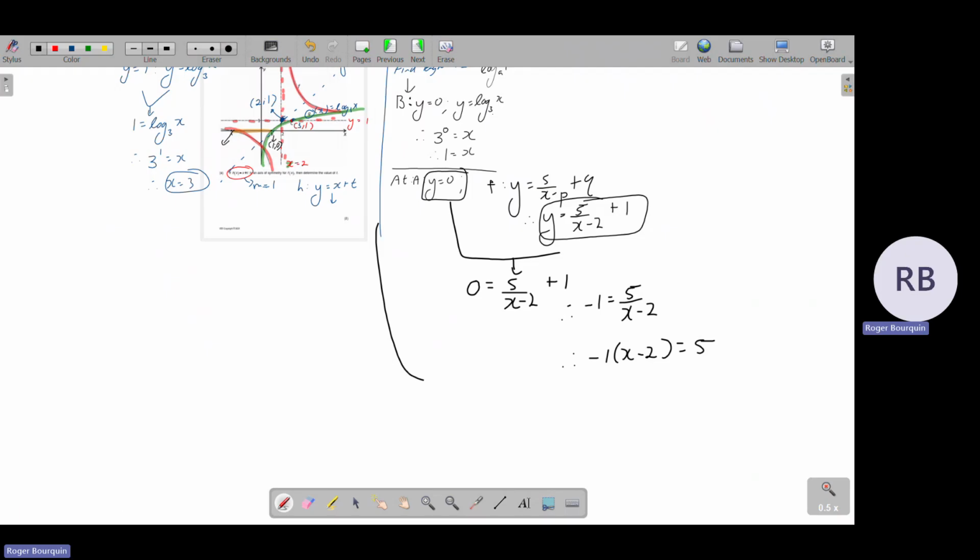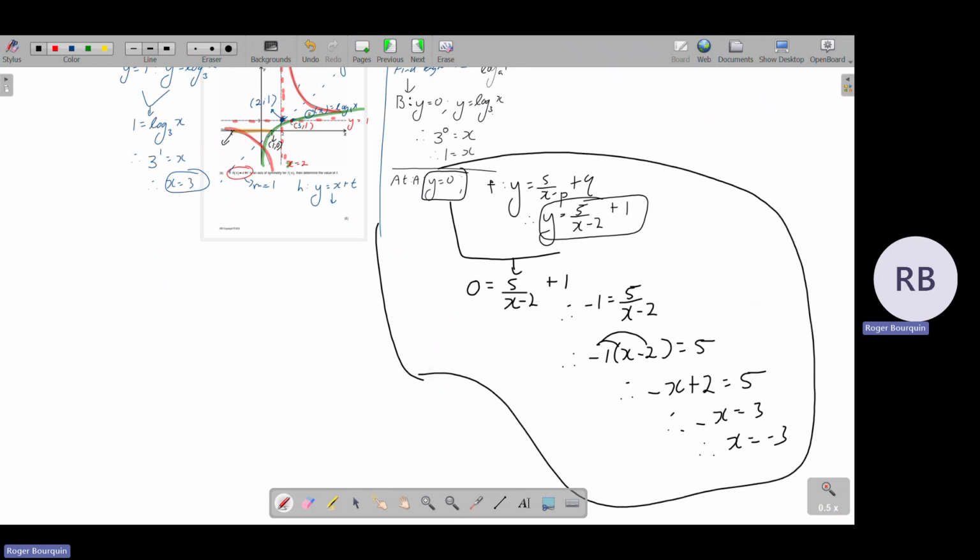Are we happy with that? Now I distribute the negative 1 into the brackets, and I get negative x plus 2 is equal to 5. So negative x is equal to 3. Divide by negative 1, and x is negative 3. What have you just worked out? The x coordinate of A. So go fill that in on the diagram. You know the x coordinate of A is negative 3, and the x coordinate of B is 1. So then go and write down the distance AB.